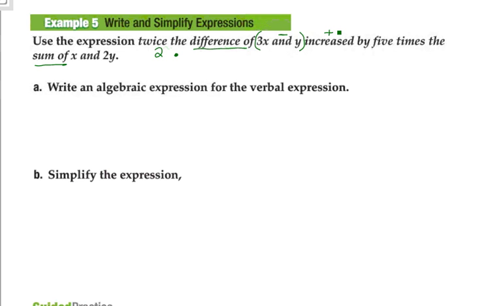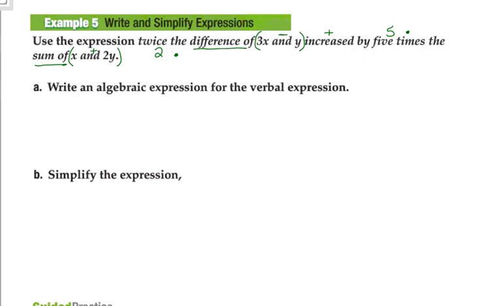Increased means we're adding by 5 times, again, the sum of x and y. So anytime you see that sum of or that difference of, we understand that we're actually putting a big parenthesis around that. And now I can actually add because sum means addition. So a lot of crazy stuff going on, but this is a great way to start this problem. Go ahead and look at that problem and translate it up there, looking for those clue words.